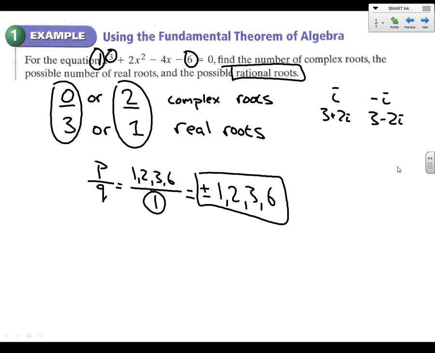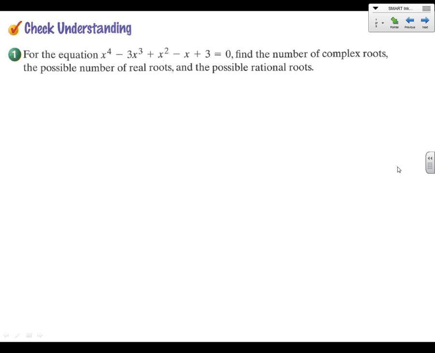All right, so those are the steps. There's only 2 examples here. This is the first one. See if you can figure out the possible complex, possible real, and the possible rational roots for this polynomial.